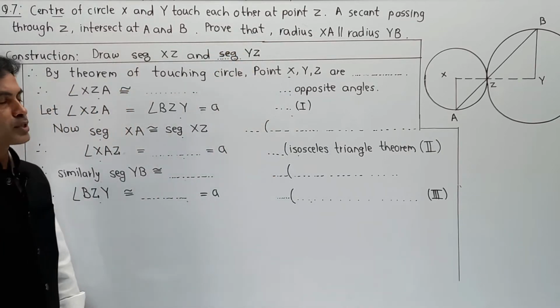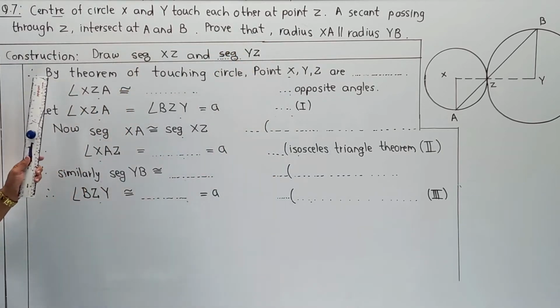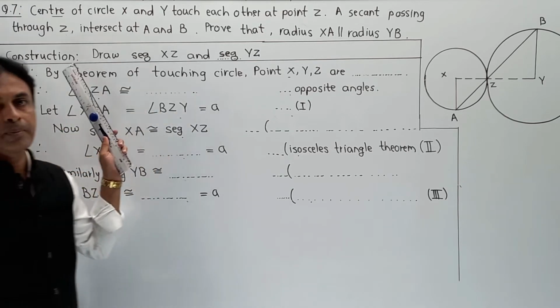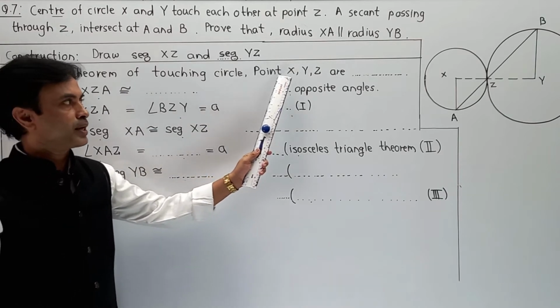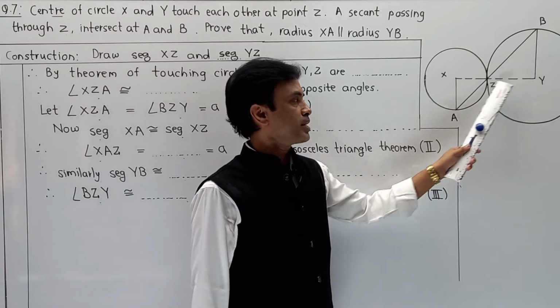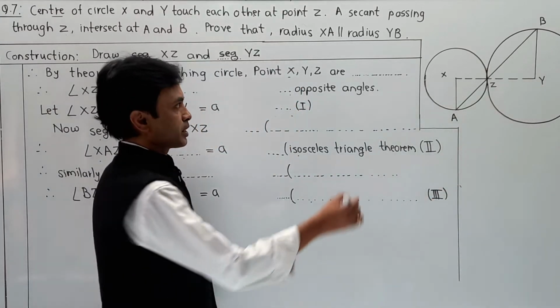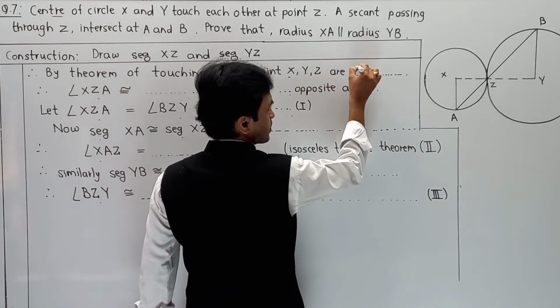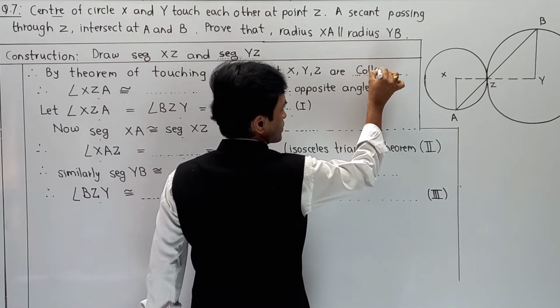Now one by one as per their answer part. Therefore your answer starts over here. By the theorem of touching circles, points X, Y, Z are collinear because they are on the same straight line.